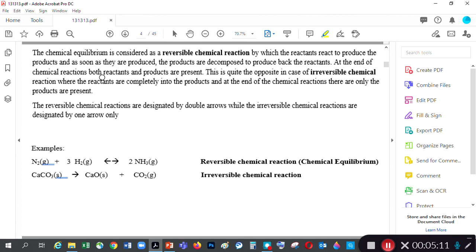A chemical equilibrium is considered to be reversible and is designated by the double arrow. If you have a double arrow, you have chemical equilibrium. While on the other hand, an irreversible chemical reaction, not an equilibrium, is always designated by one arrow. So one arrow means irreversible, double arrow means reversible. That's what you have, chemical equilibrium.